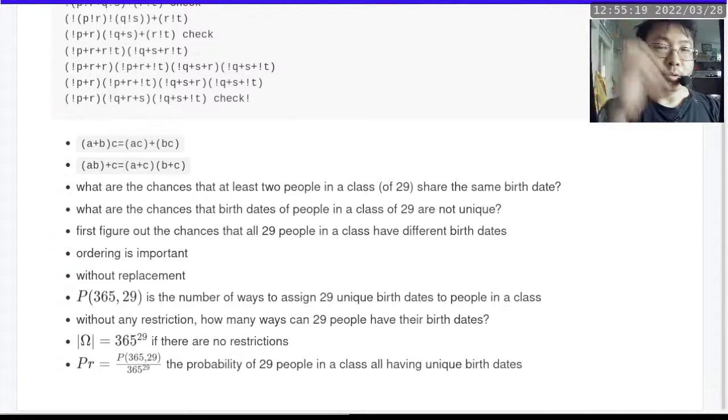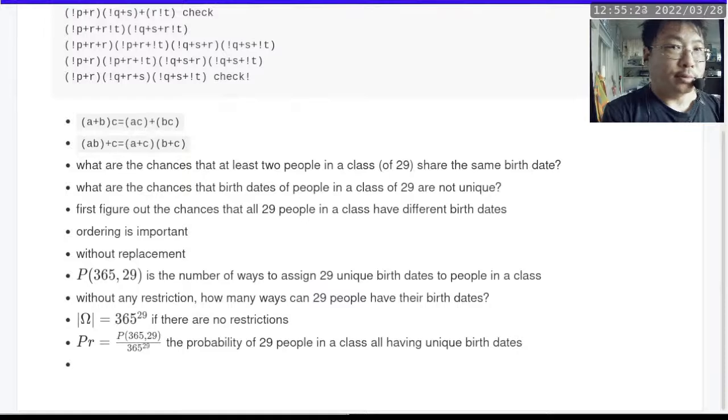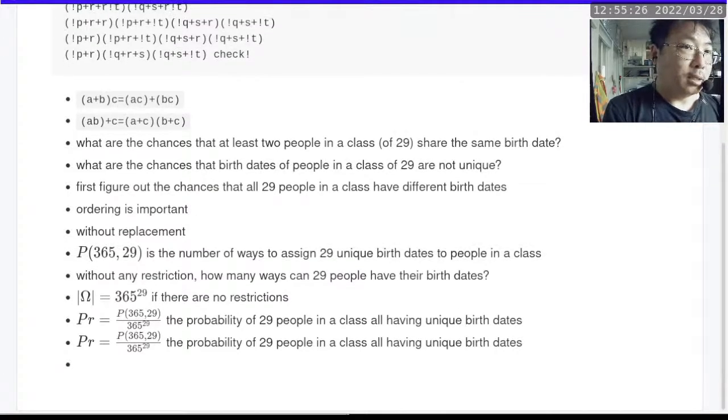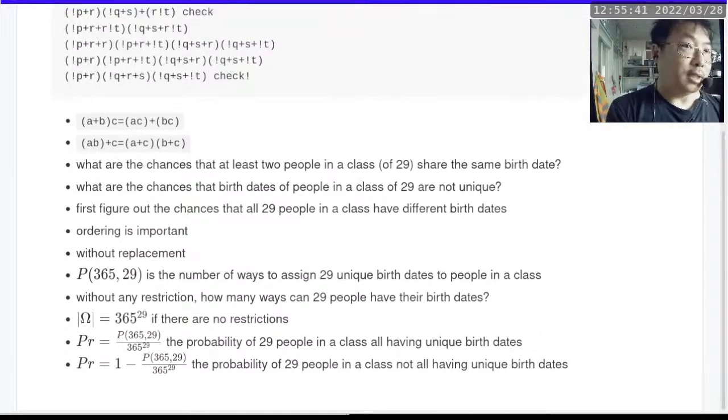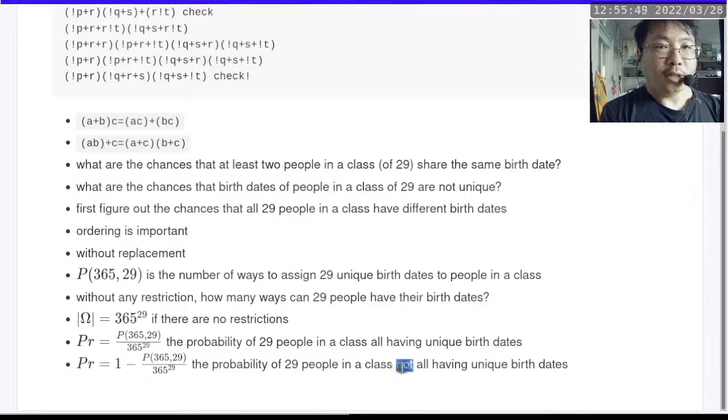But that wasn't the original question, right? So the answer to our original problem is going to be 1 minus that. So it's the probability of 29 people in the class not all having unique birth dates. So that means at least 2 people share a particular birth date. Okay, because I just put in a negation in front of the qualifier. There you go. So now the question is, what exactly is that amount?